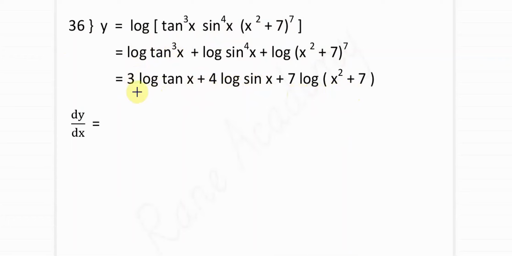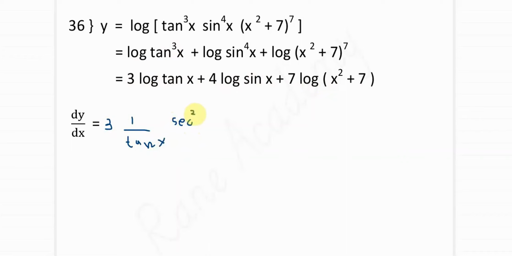So we differentiate all the 3 terms. 3 is a constant, so we write 3 as it is. Now the derivative of log of tan x is 1 upon tan x, since the derivative of log x is 1 upon x, so it is 1 upon tan x, and the derivative of tan x is sec square x.